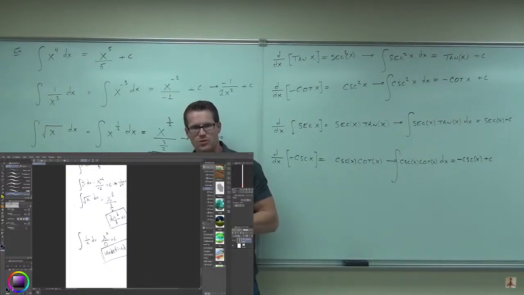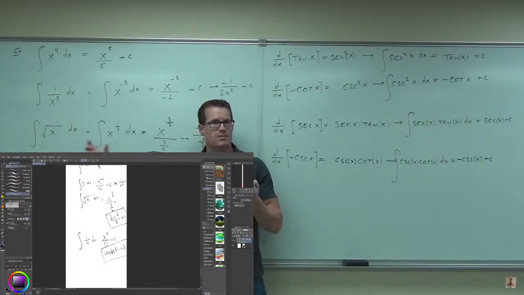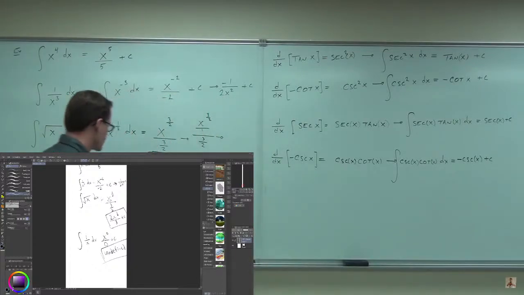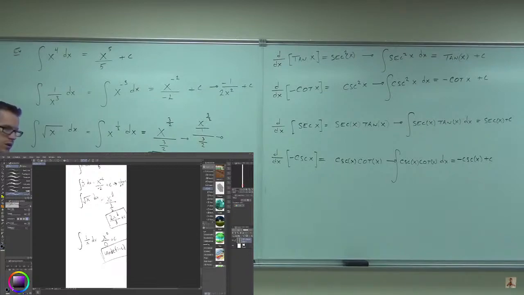That power rule only works if your exponent is not -1. If it is -1, you divide by a new exponent that is 0, and you can't do that. So this one's off the table for us. We can't do that one.